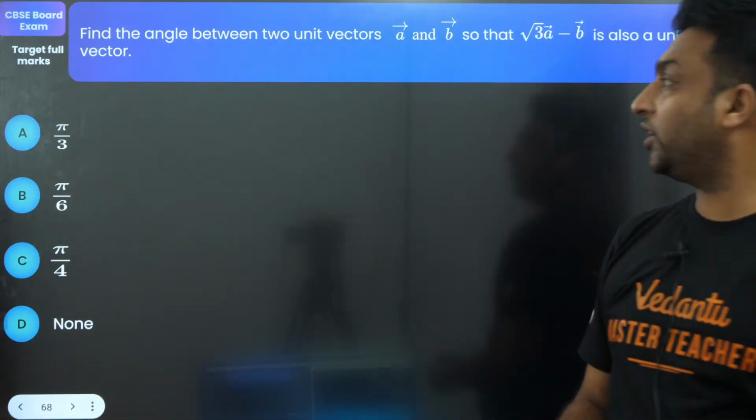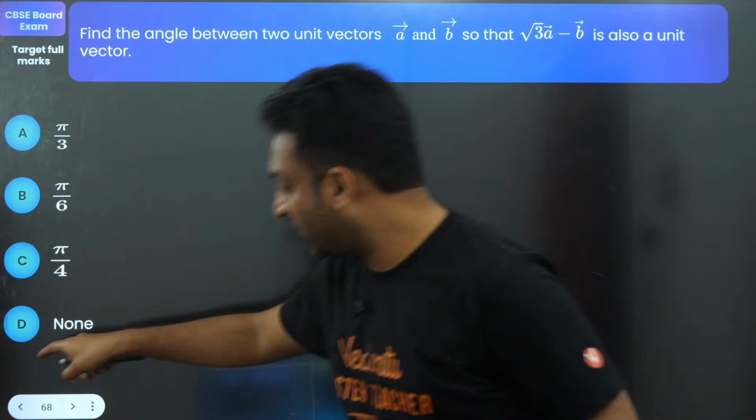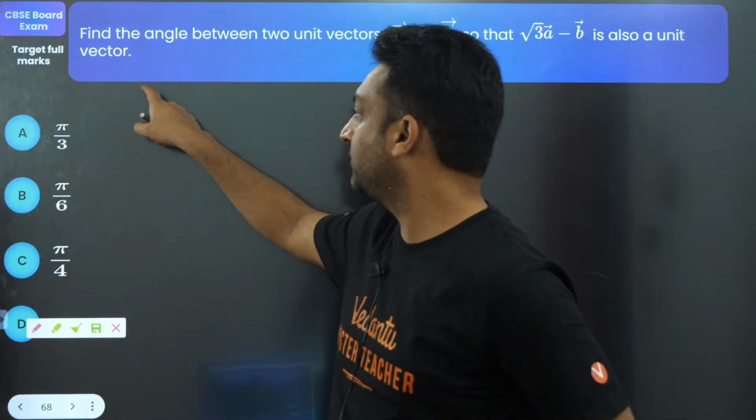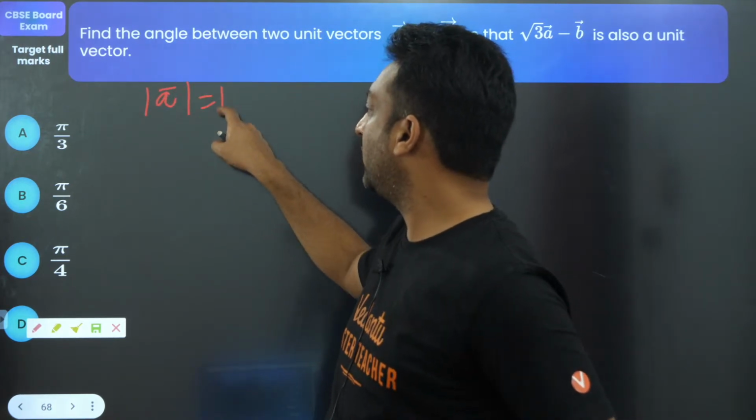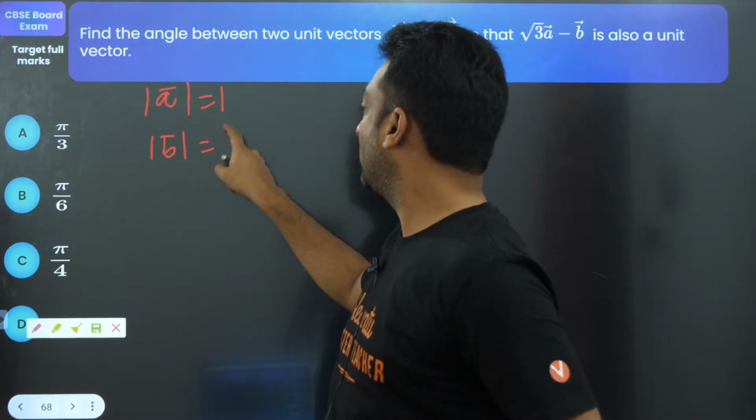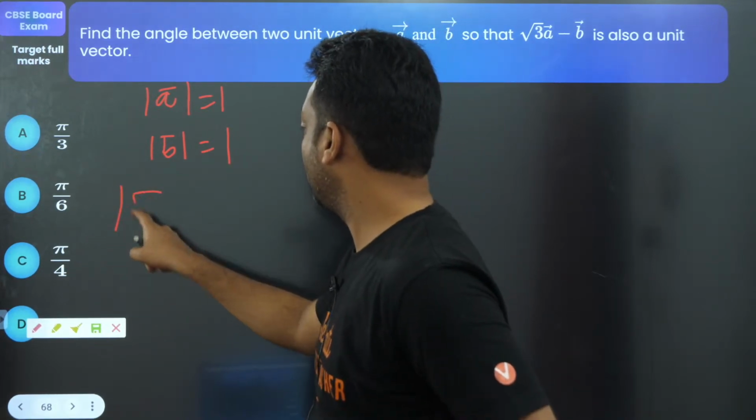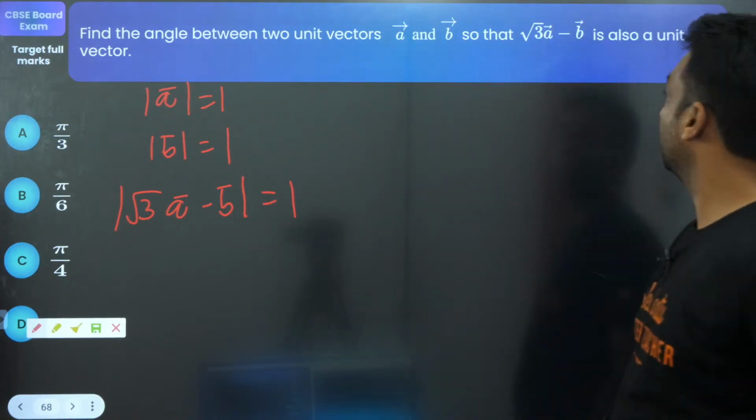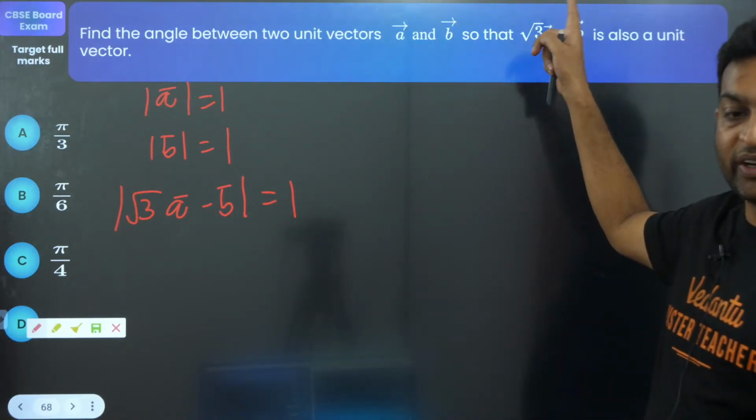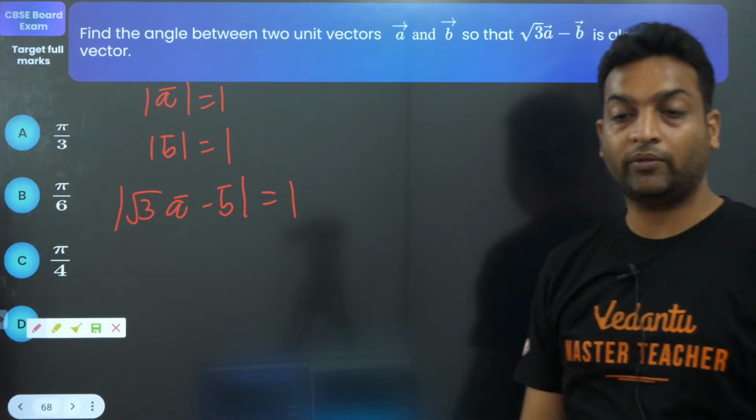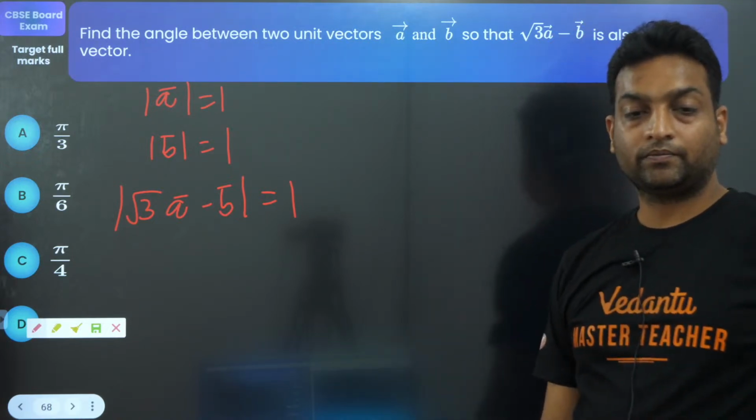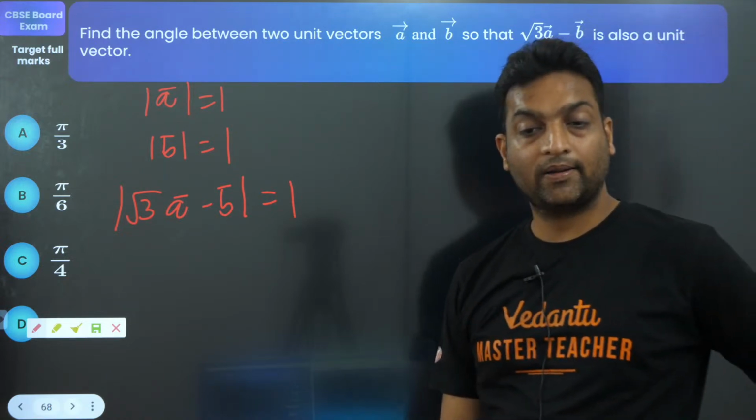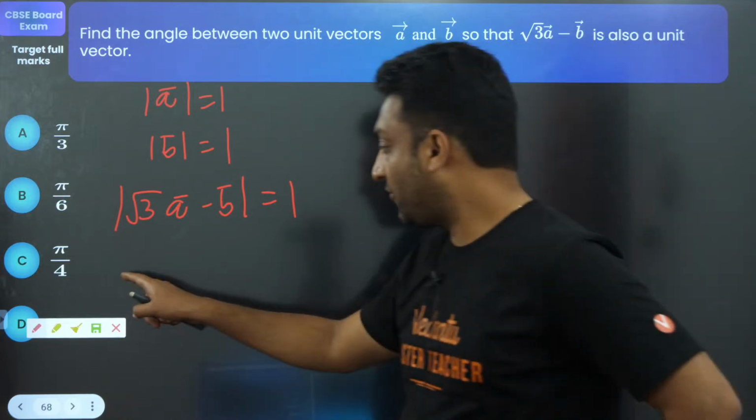Angle between two unit vectors, mod A is 1. You are given that mod A is 1. You will do it yourself. I am just reading out the question loud. Mod A is 1, mod B is 1, mod of root 3a minus b is also 1. A is a unit vector, B is a unit vector, root 3a minus b is also a unit vector. Come on. Come on, come on. I will give you a hint.